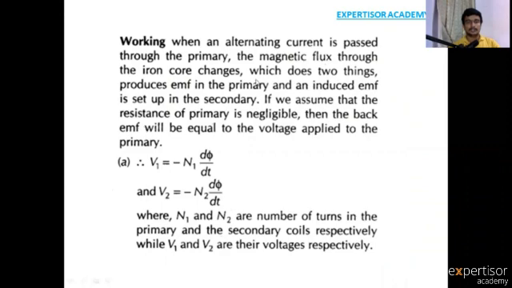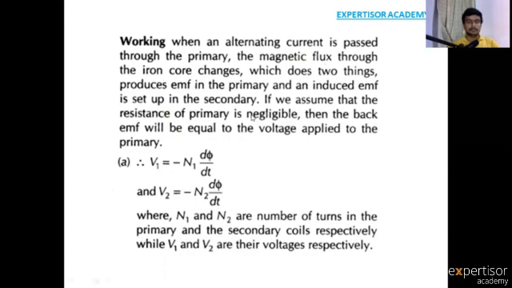When AC current is passing through the primary coil, the magnetic flux through the iron core changes, which does two things: produces EMF in the primary and induced EMF in the secondary. Alternating current passing through the primary coil gives magnetic flux. This flux gives the EMF in primary and induced EMF in secondary. If we assume that the resistance of primary is negligible, then the back EMF will be equal to the voltage applied to the primary.